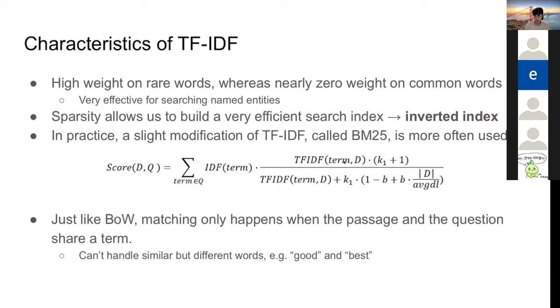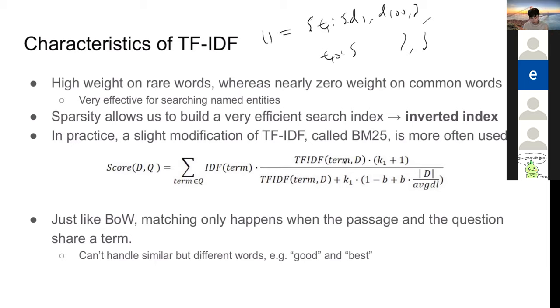So that's why we can make it very efficient. And it is an inverted index because in this case, the index will not be indexed by document ID, but by term. We have each term, and then we actually have document numbers here. This is an inverted index.